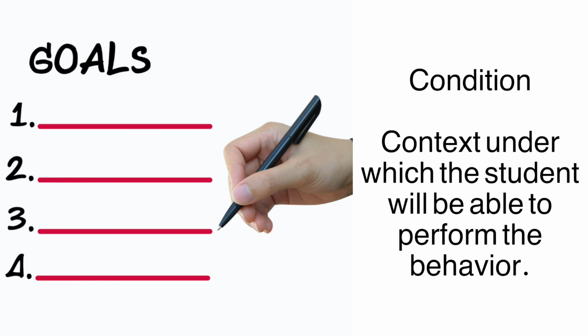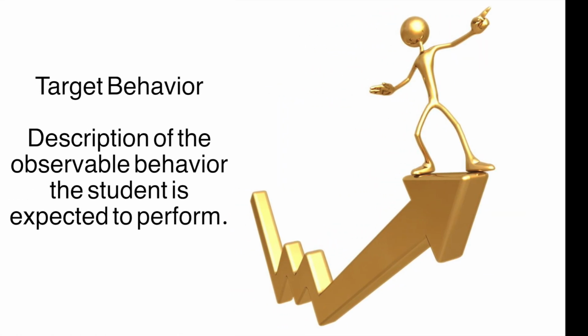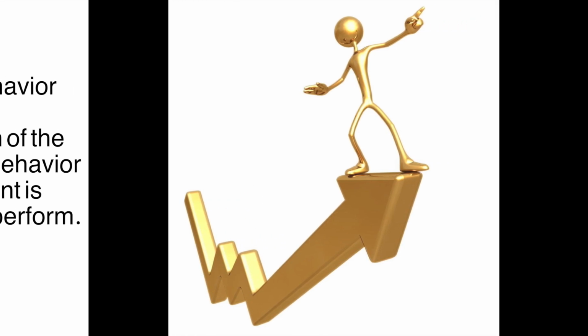The condition includes the context under which the student will be able to perform the target behavior. The conditions will vary based on students' grade level and needs and may include the type of material, setting, level of teacher support, or whether the behavior is completed as part of a group or independently. The target behavior should include observable action words like define, read, calculate, analyze, or demonstrate, as opposed to unobservable behaviors like understand, think, or know.